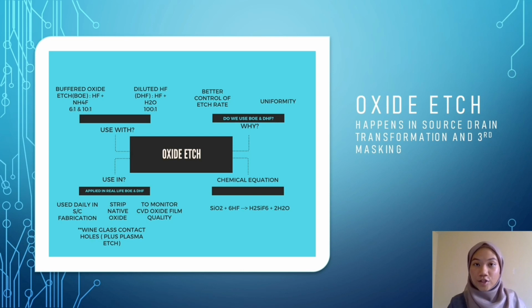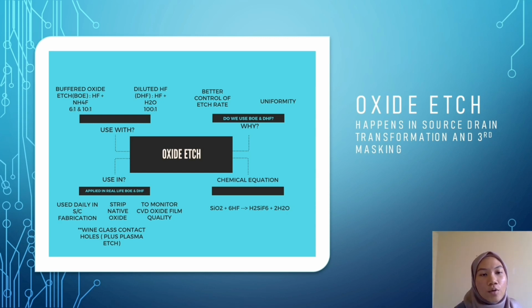For the first one, we have oxide etch. Oxide etch happens in source drain transformation and third masking when we look at the whole process of MOSFET fabrication. When we do oxide etch, we're going to do etching on an oxide surface. The etchant that we're going to use is basically HF, which is hydrofluoric acid.